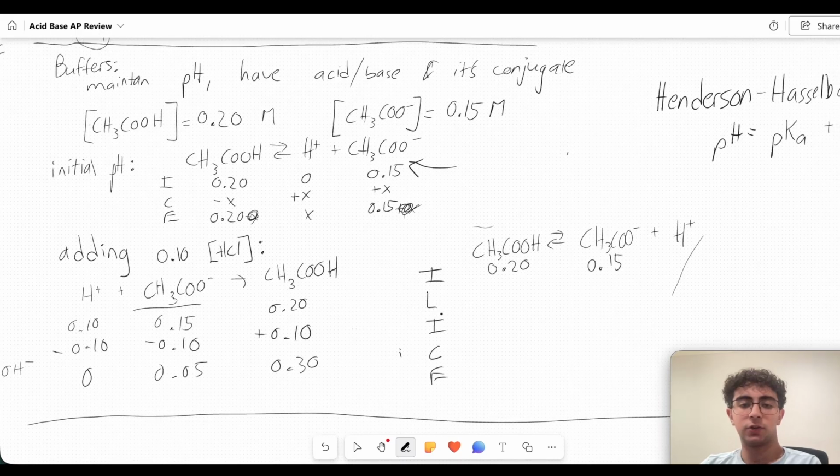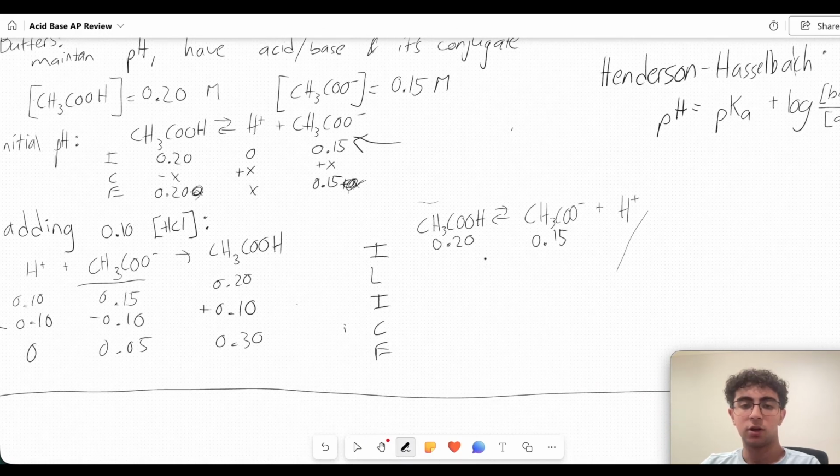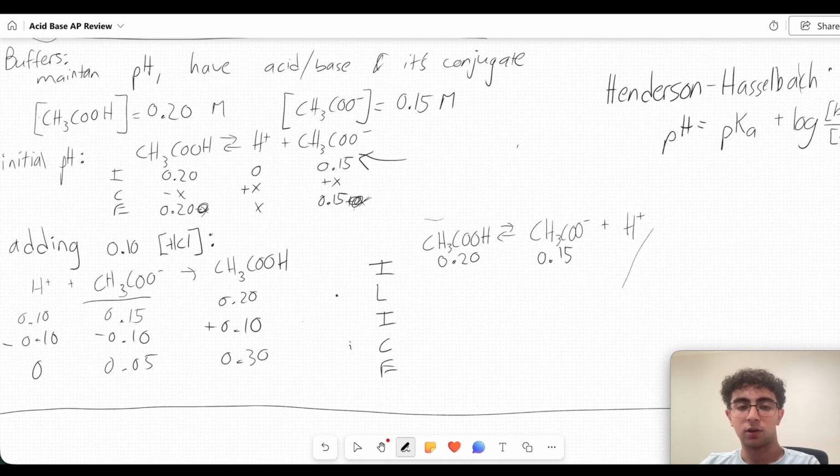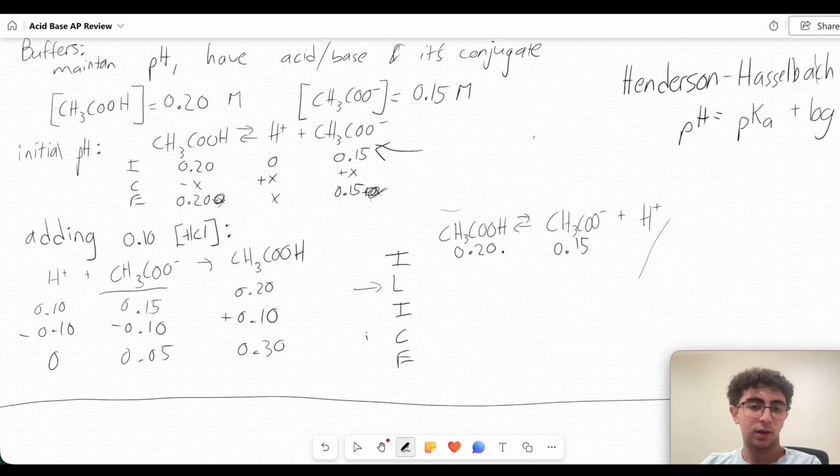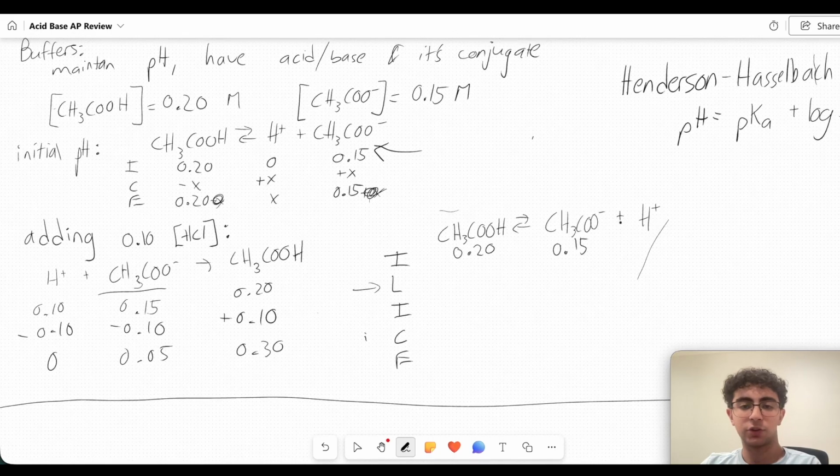So a cleaner way to do this is what we call an ICE chart, where we have our initials, and then we have our limiting reagent step, and then our ICE chart. So starting off, we'll do the same exact thing that I just did, but in our chart, where we have 0.10 here, and then this 0.10 is going to fully react and form a good bit of this.